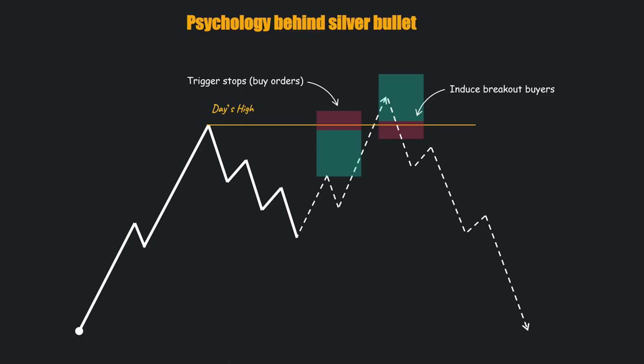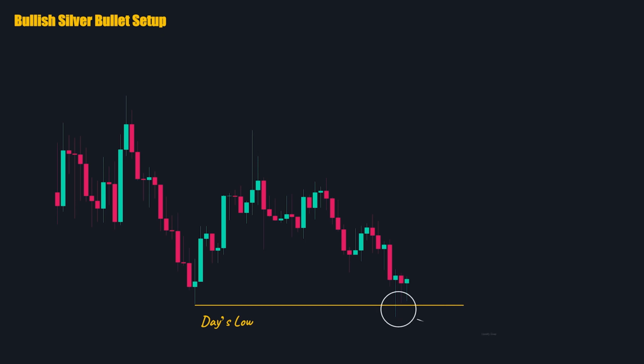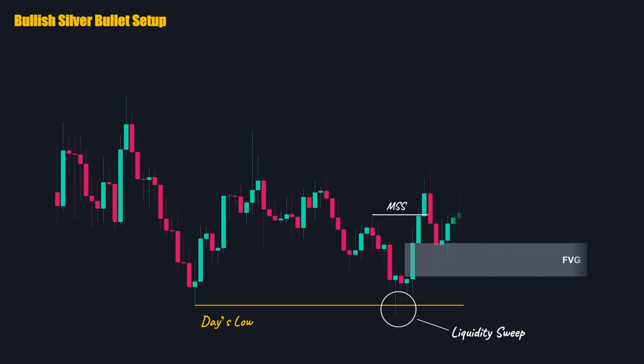The same concept applies in a bullish scenario. First, we look for the price to break below the day's low, taking out liquidity. Then we wait for a market structure shift to the upside, signaling a potential reversal. Once this happens, we identify the best areas to enter a long trade, which are the fair value gaps.